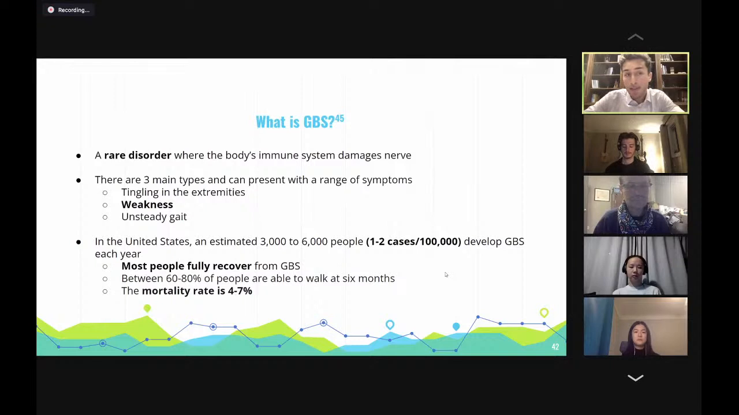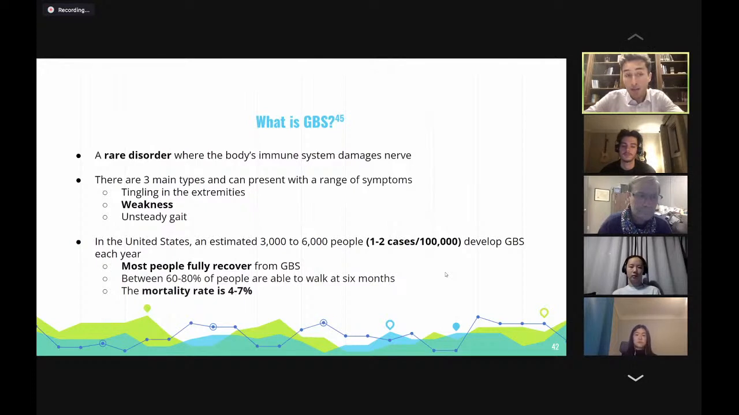Some individuals may have some sort of tingling sensation in their feet or fingers. Now in the US, the incidence is about 1 to 2 cases per 100,000 people. So you can appreciate how rare this condition is, but of course, nonetheless serious, and we want to make sure that we safeguard against it.